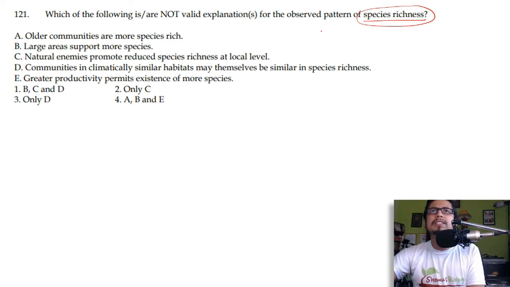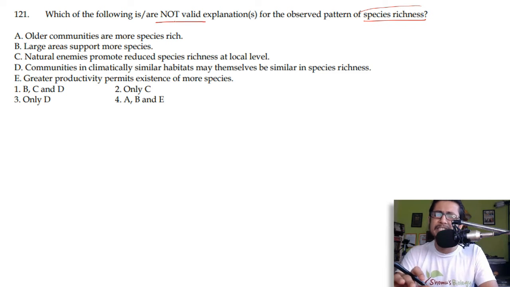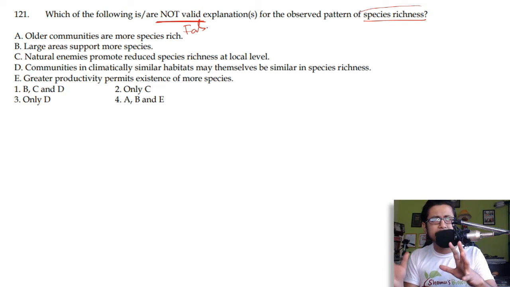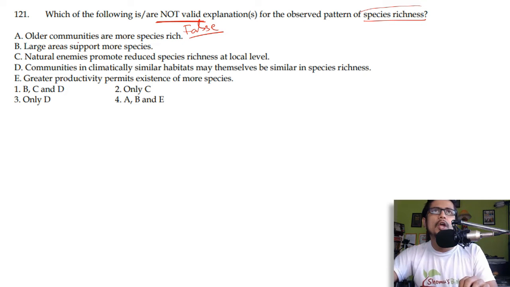Which of the following is or are not valid explanations for the observed pattern of species richness? So this is a question on species richness. They can ask you questions on richness, which I haven't discussed in that much detail. The basics are enough to answer this kind of question. Older communities are more species rich. The question is, which of the following is not valid? Means false. Which of the following is a false statement regarding species richness?